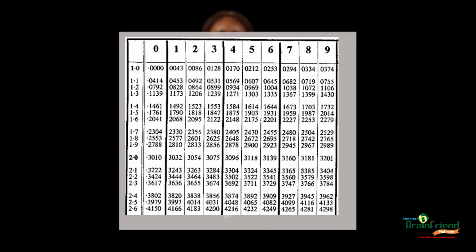Now, when finding the square and square roots of numbers, we can use our calculator or we can use what we call a four-figure table. Now, a four-figure table is a mathematical table that shows the results of certain calculations. It is called a four-figure table because all the results are rounded up to 4 significant figures. This is what a four-figure table looks like.